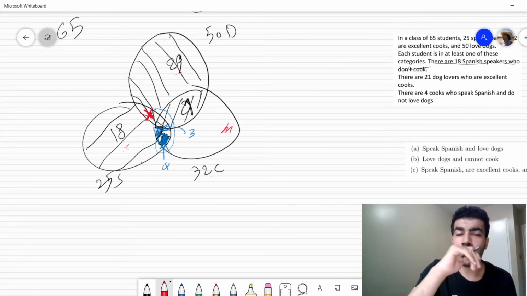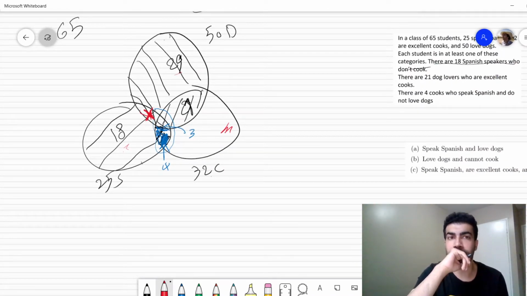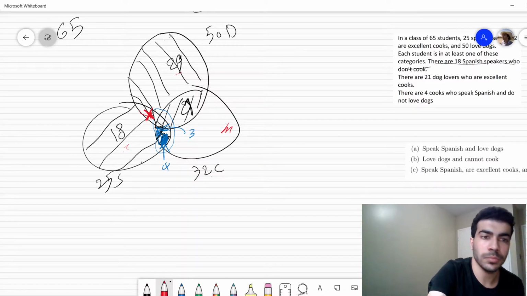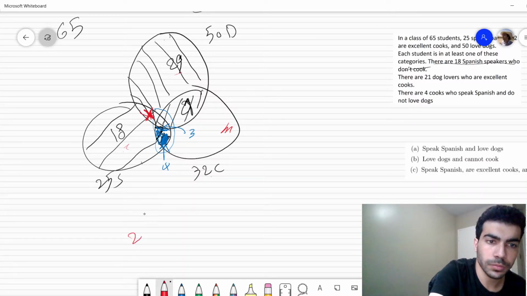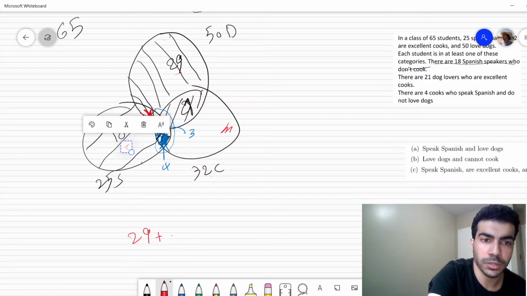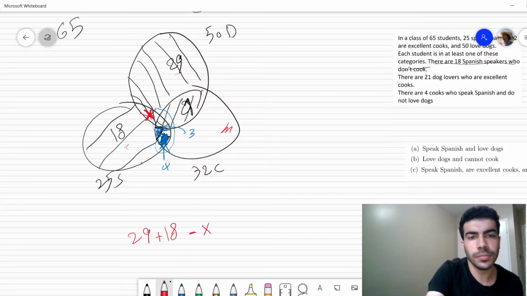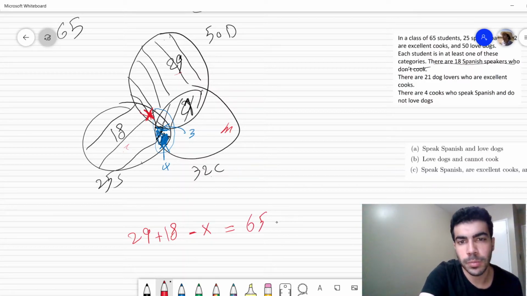And if you think about it for a moment, you can say that if you sum this group of people, 29, plus this group of people, 18, minus x, it will be equal to 65 minus 32.